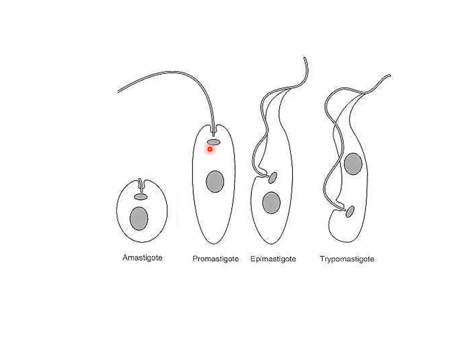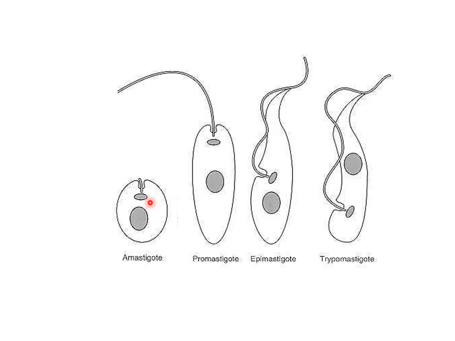So, as a summary, amastigotes lack flagella. Promastigotes have a protruding flagellum from one side of the stage. Epimastigotes have a covering flagellum of half the length of the stage, and trypomastigotes have a flagellum that covers the full length of the stage, and this is what we call an endoflagellum.